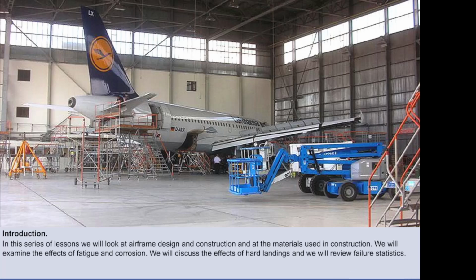In the Airframe Structures series of lessons, we will define the various loads applied to aircraft structures, looking at the design and construction of the fuselage, wings, and tail unit. We will examine the materials used in construction and the effects of corrosion and fatigue on these materials. We will discuss the effects of a hard landing on the airframe, and we will review failure statistics and their importance in safe aircraft design.